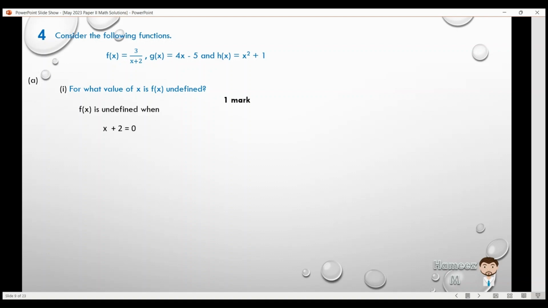So when does our denominator x plus 2 equal 0? That is the case when x is equal to minus 2. So we've finished part 1. Let's go on to the next part.